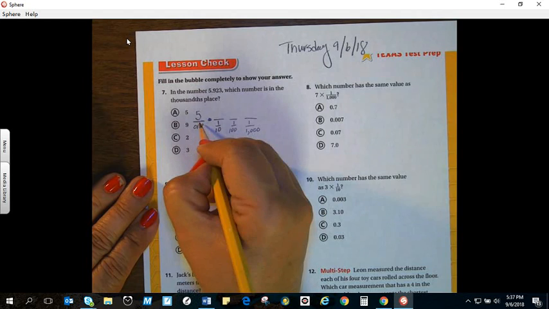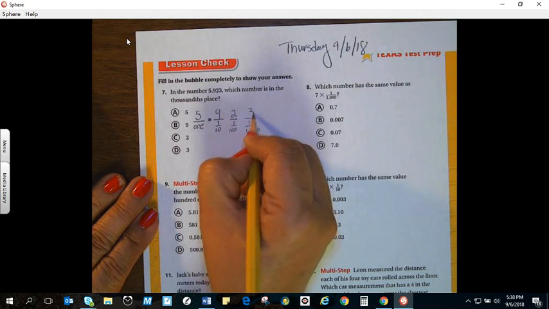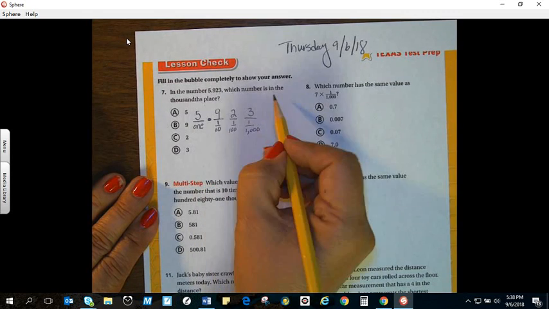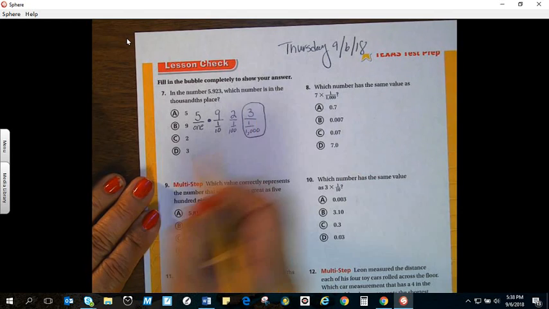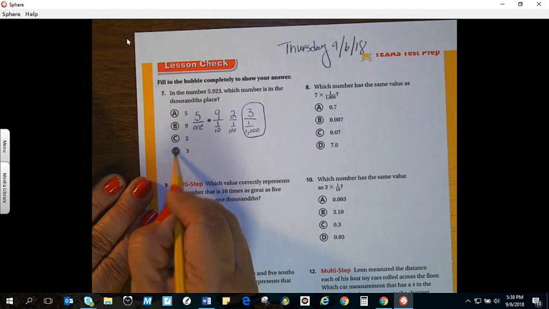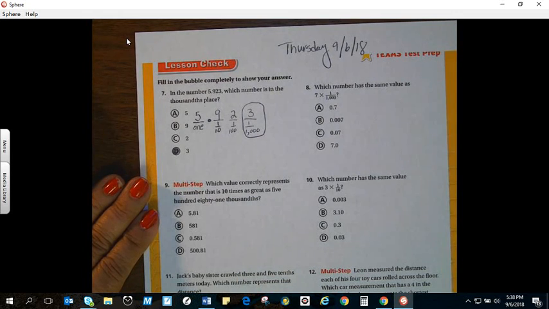I have 5 and 923 thousandths. It's asking me which number is in the thousandths place. I'm going to circle that one, and the number is 3. And that's how I've showed that that's my evidence. Okay, let's move on to number 8.